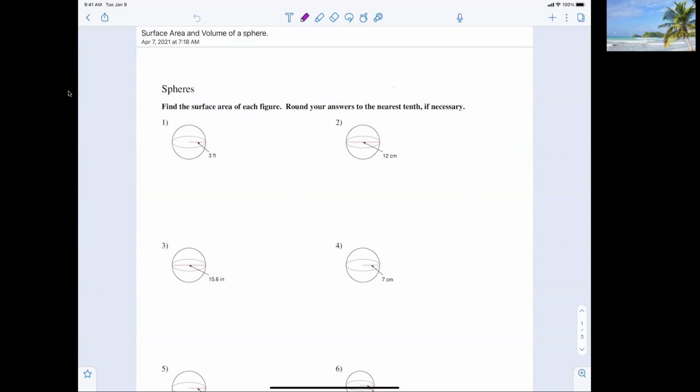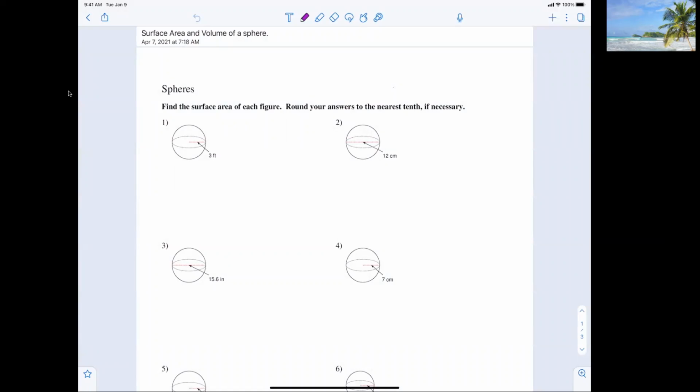So your job right now is to go on Safari and look up the two formulas. Put your hands down, look up both formulas, surface area and volume of a sphere, and write them down. And then when I write them down, you can see if you agree with me.